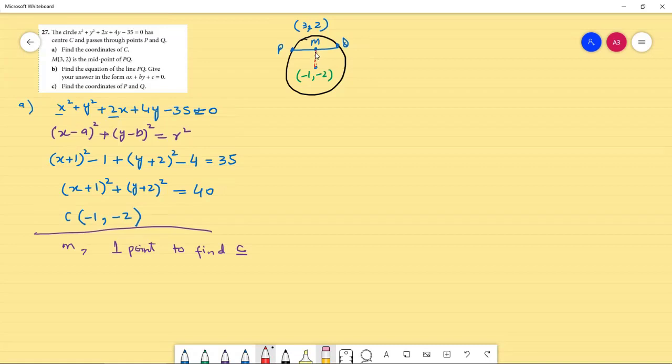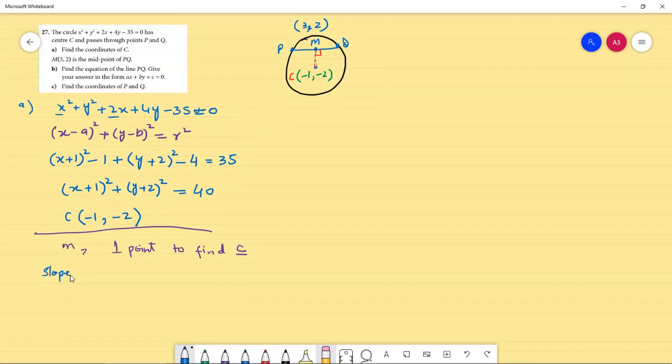How can we find the gradient of PQ? If we join this M with center C, we know that if a line from the center intersects any chord at the midpoint, then that line is perpendicular to the chord, that is, it makes an angle of 90 degrees to the chord. So we know that the product of the slopes of MC and PQ would be equal to -1, which we have learned earlier in this chapter. So just find the slope of M and C.